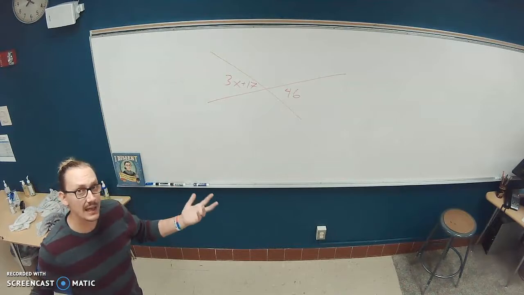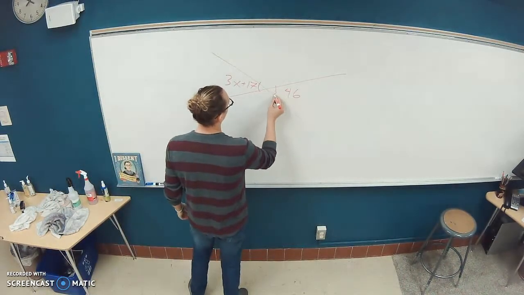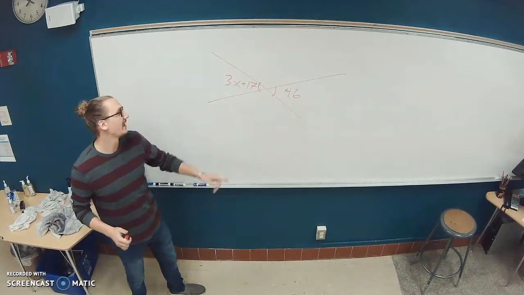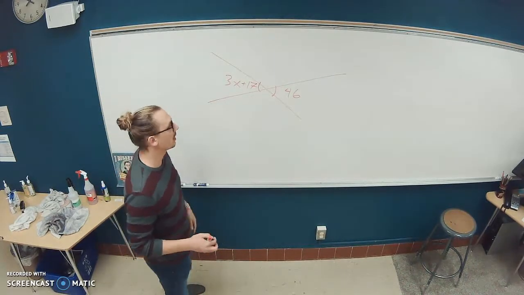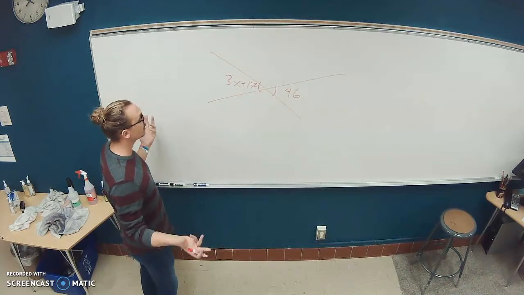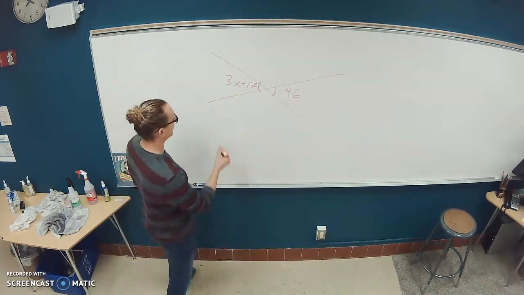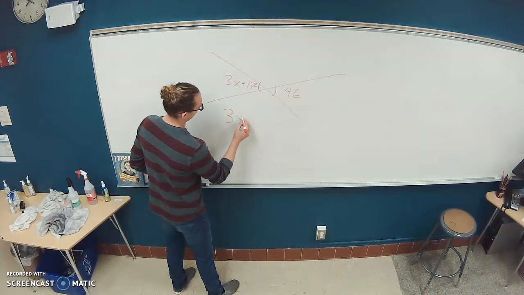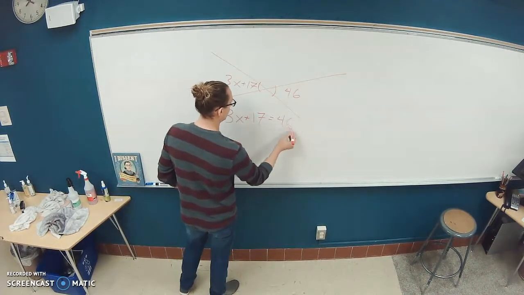Well, I know they're vertical angles. And vertical angles are always going to be congruent. Those little arcs in there. Okay? Remember, that's what an arc means. Everything with one arc is congruent to everything else with one arc. Okay? So I know they're equal to each other. Well, if they're equal to each other, I'll just set them equal to each other. So 3x plus 17 equals 46.